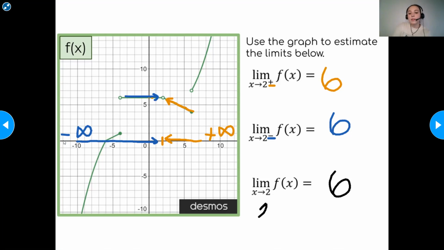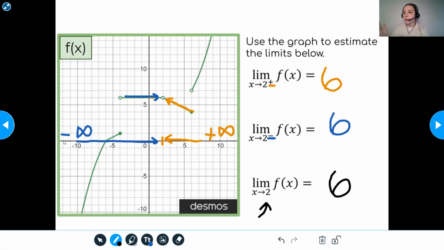If there's no plus or minus in the exponent of your approached x value, that means we're talking about as we approach x from both directions, what y value we are approaching. And in this case, since both the right and left direction are approaching the y value of 6, we know that our general limit as x approaches 2 is equal to 6. So let's move on to another example.